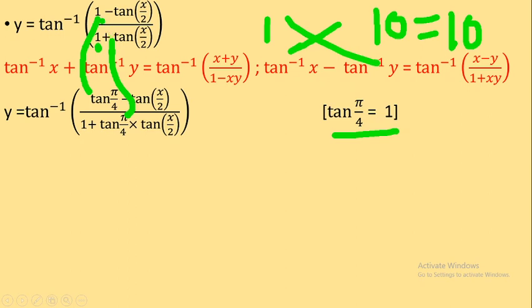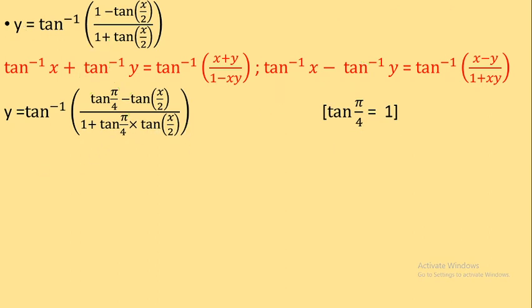The 3 steps are: in the denominator the first term should be 1. Second, because it's the formula, here it is 1, so we have to put 1. In the numerator, in place of 1, you should put tan pi by 4. And the third one is here, you have to put tan pi by 4. Okay, so let's move further.